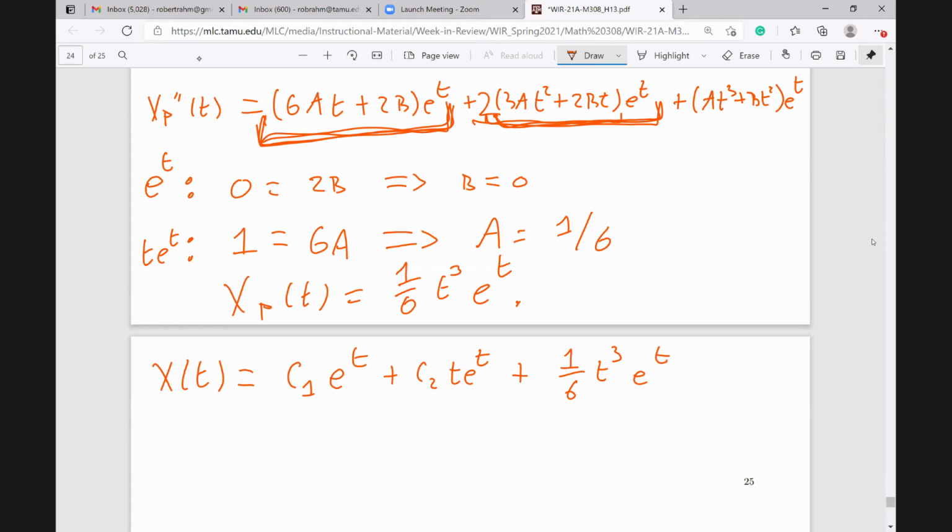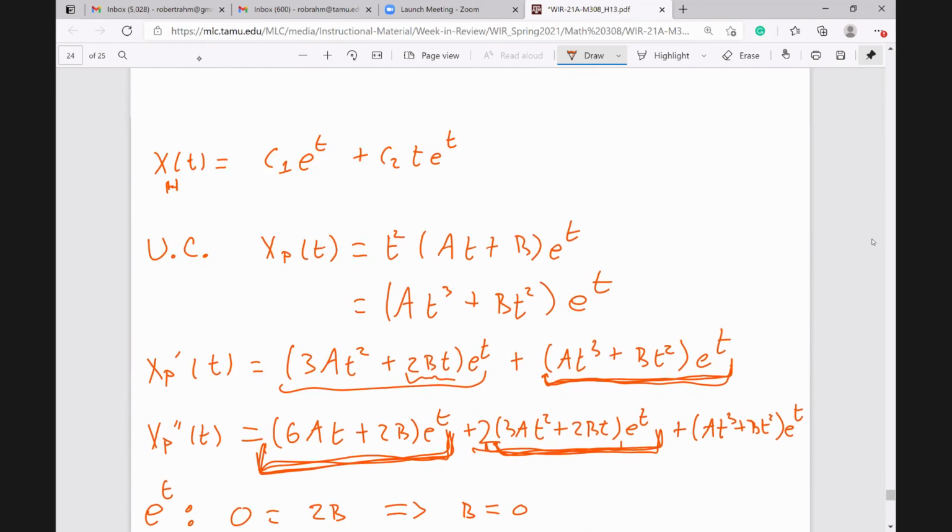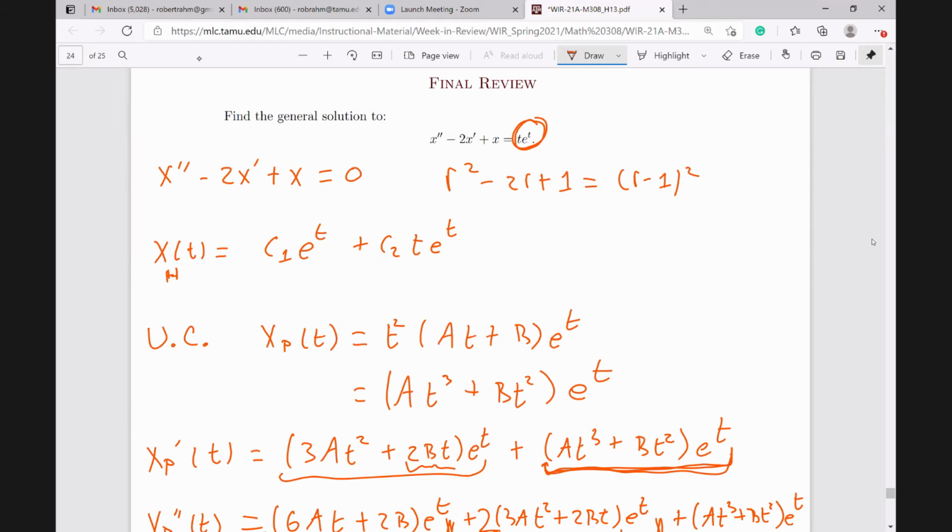Not as much of a question, it's just to confirm. When you're initially defining xp of t, going from at plus b to at cubed plus bt squared, when you're determining that, that's just because whenever you put it in as a particular solution, you don't want to have a t that's the same term as something that's already in the general solution.